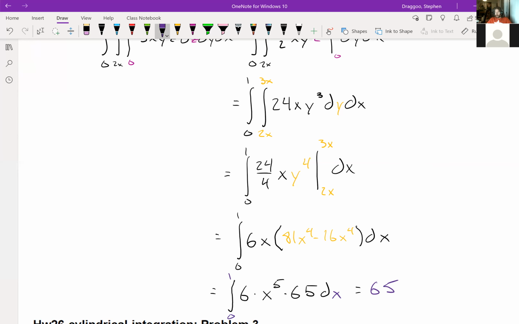Cool. So probably at least one problem on the exam where we ask you to do a somewhat simple triple integral.